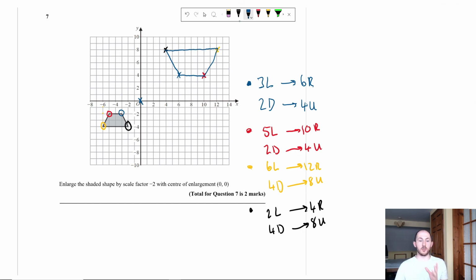And that's it. And you should find if it's negative, it flips upside down as well. And it's on the opposite side. That's completely fine. So if it's negative, here's a few things you can use to check. It should be on the other side of the center of enlargement, and it should be upside down. Okay.